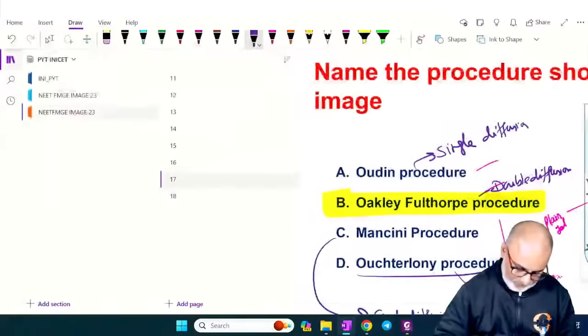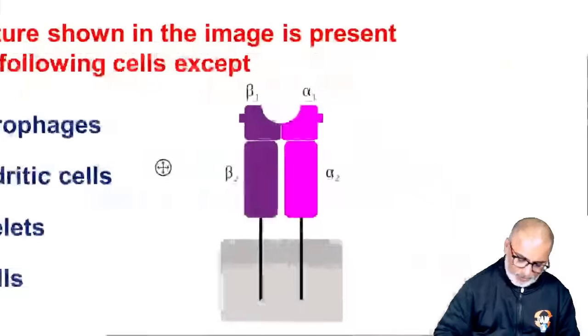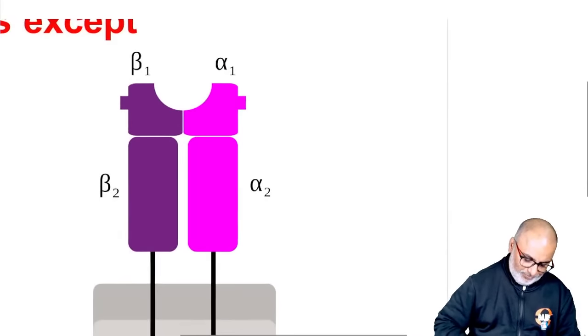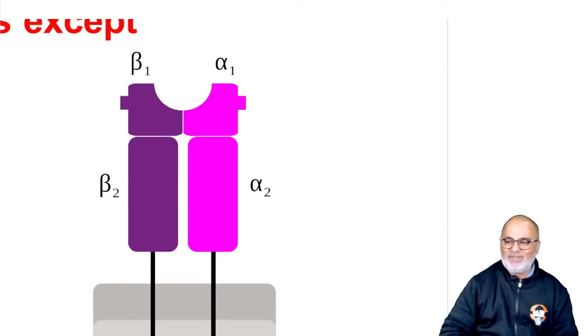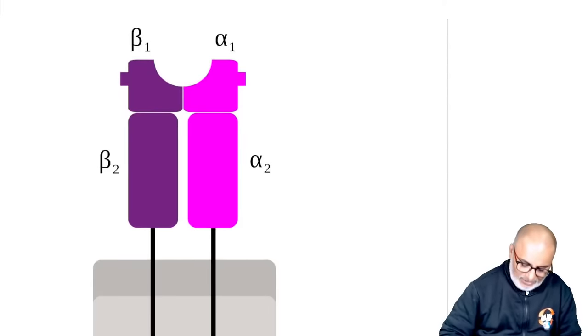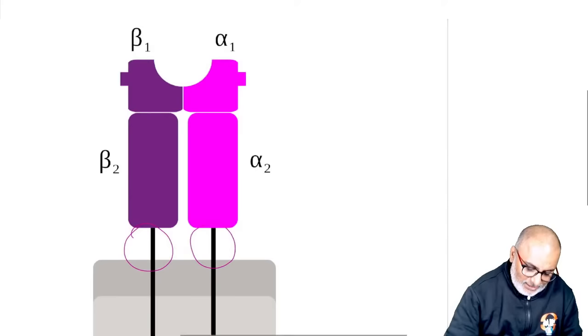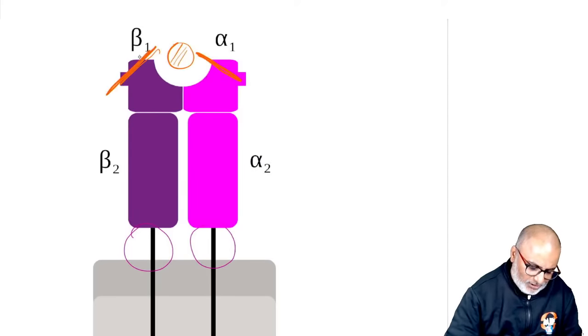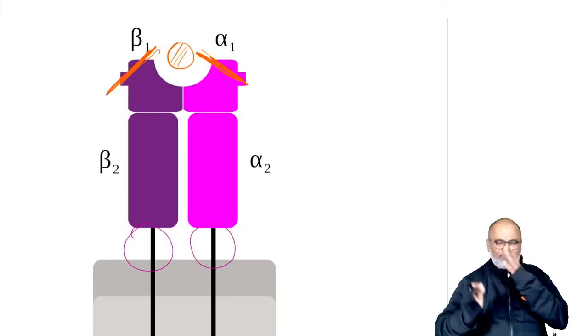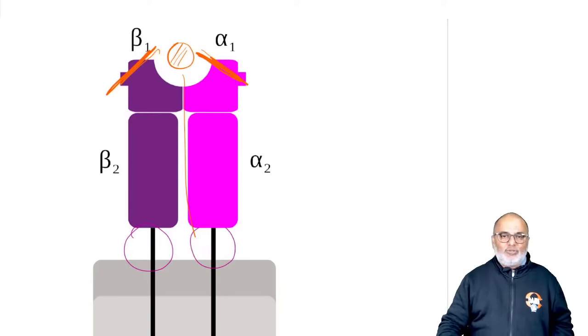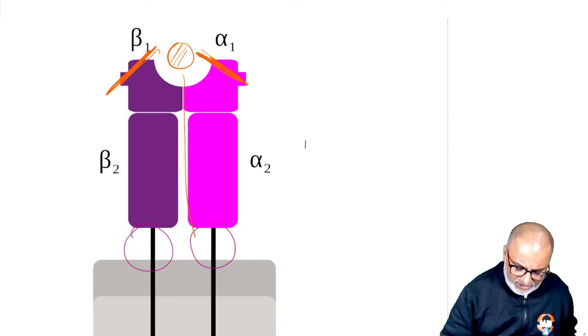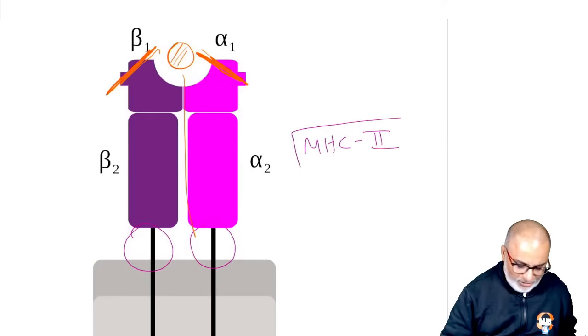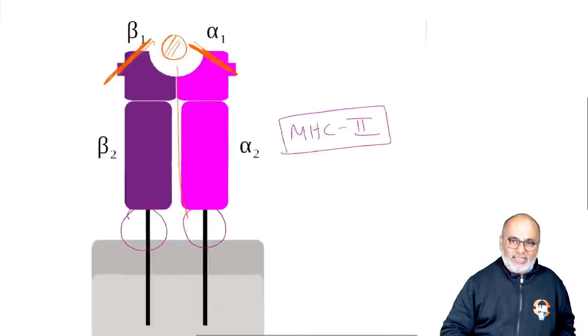Next is, what is the structure? This structure, everybody can easily answer, is fundamental. Two attachments are there, and this is the antigen binding unit. It is made up of two units, alpha 1 unit and beta 1 unit, both are separate. So this structure is called MHC, MHC2, HLA MHC2. And what is the question?